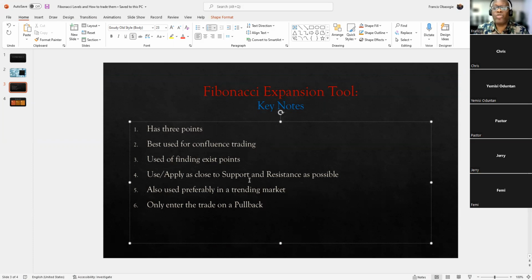Use or apply it as close to support and resistance as possible. Also use it preferably in a trending market. And the final one, only enter the trade on a pullback.